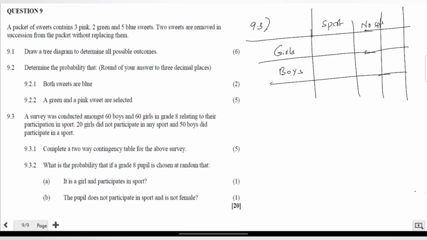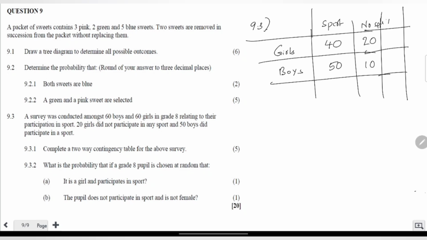Okay, then 20 girls did not participate. 20 here did not participate, which means participated how many? Altogether 60 means it's going to be 40, isn't it? 20 means 40. Now 50 boys did participate in a sport. This is 50, which means this is 10, isn't it? Because the number of boys and girls, they are the same, 60 and 60. So the table was not given, you have to construct it. This is how we have to construct.